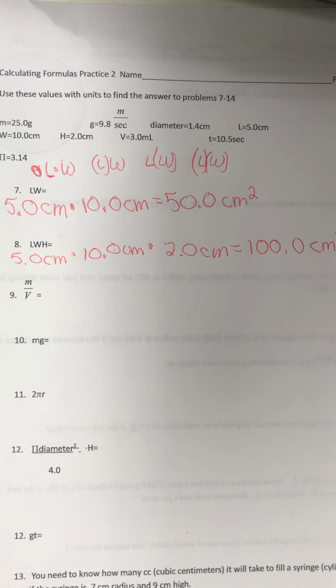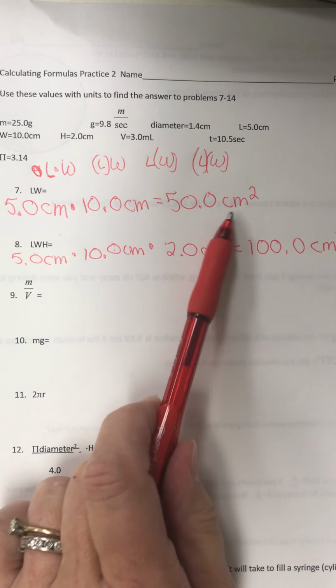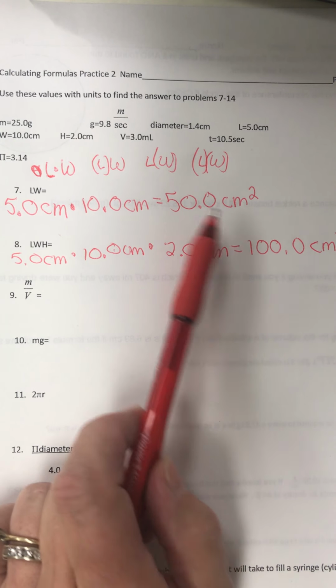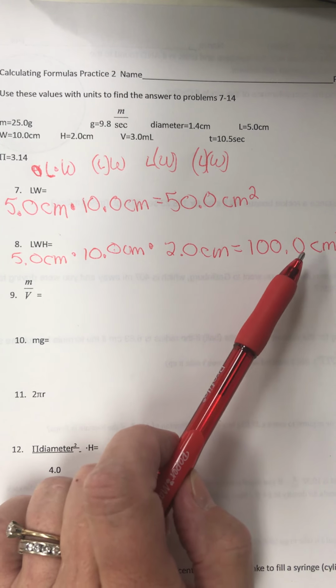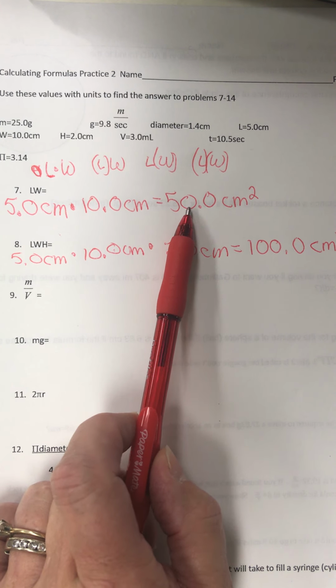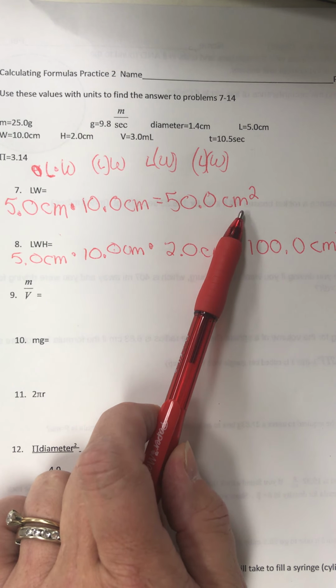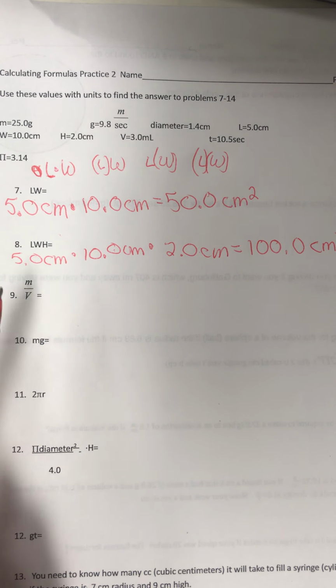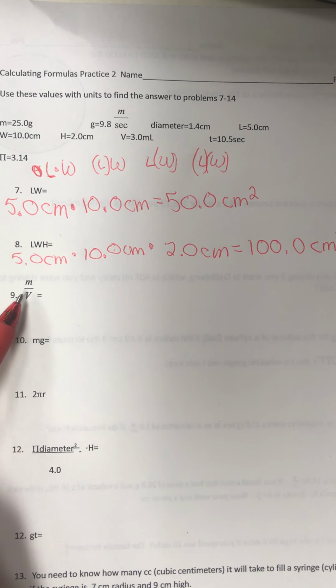Now I'm going to stop right here for just a second. These sometimes confuse kids when they put a square on their unit or a cubed on their unit. They think they need to square the answer, and that is not true. You already got your answer. The unit is squared, the unit is cubed. You're done.